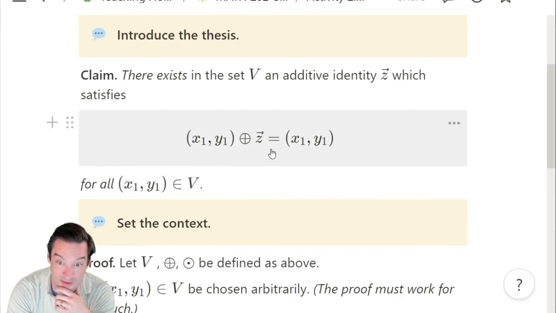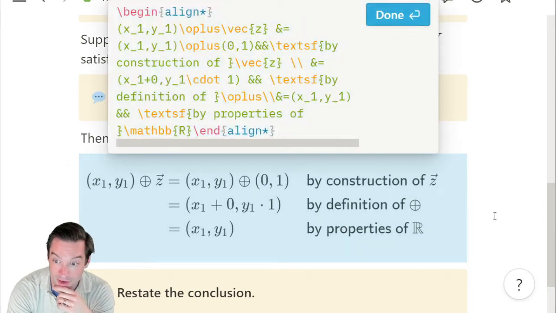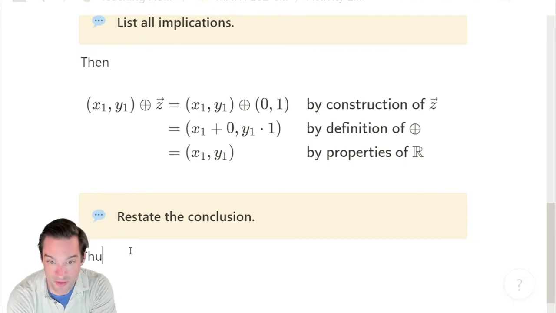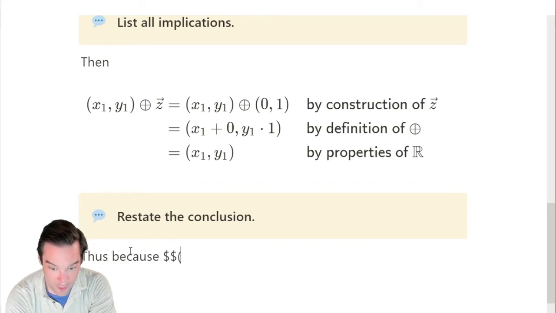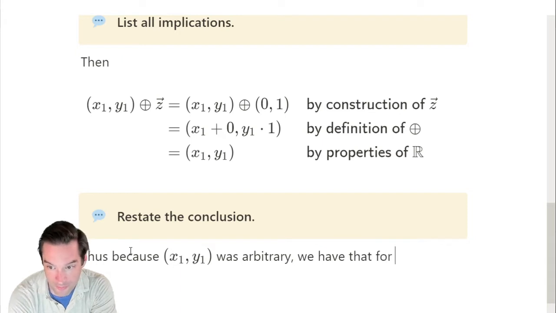And so we started with the left-hand side, (x1, y1) funny addition z. And we were trying to show that that's equal to (x1, y1). And we've just done it, right? By working from the left-hand side to the right-hand side. And so now is a good time to restate that conclusion. So what did we just prove? Thus, let's say it this way. Thus, because (x1, y1) was arbitrary, we have that for all (x1, y1) in the space V.